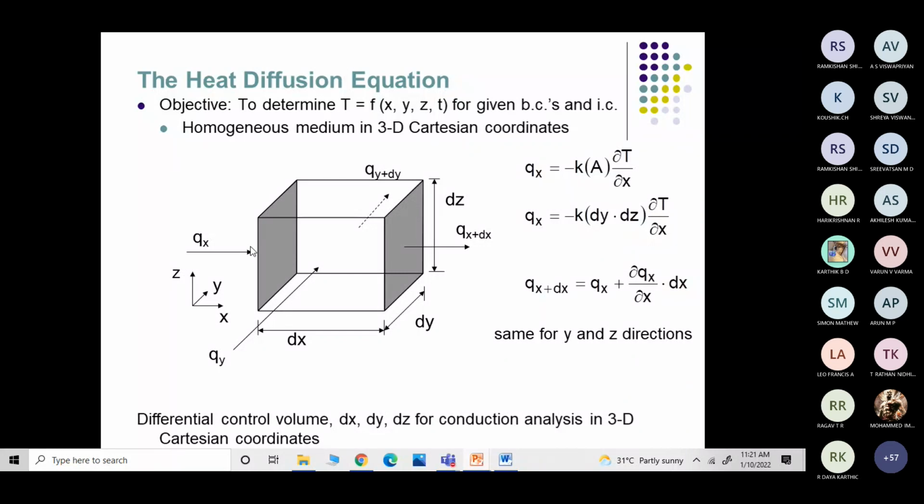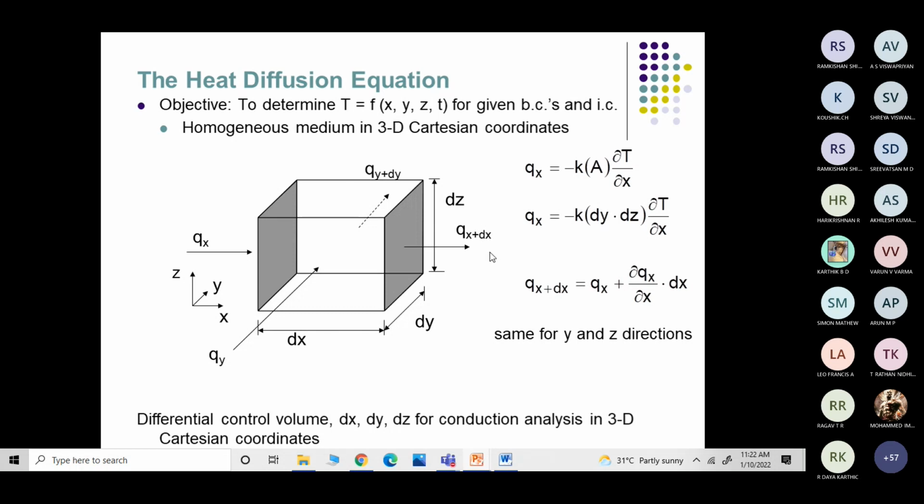Okay. So now what happens here is the heat which enters your body is Qx, and the heat which leaves the body is Qx plus dx, taking into account the distance dx. Assume the solid has length dx along the x-axis, dy along the y-axis, and dz along the z-axis. Assume that Qx is the heat entering the solid, and Qx plus dx is the heat energy which leaves the solid.